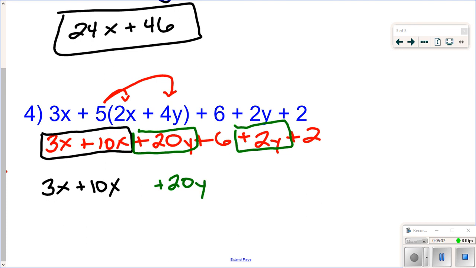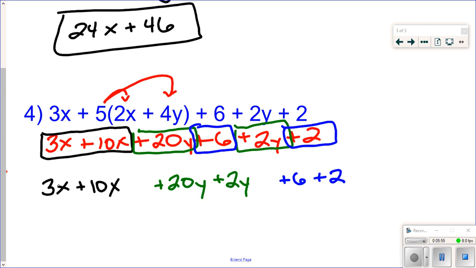And again, I have a video on this. If you want to look up combining like terms, you'll see a video on what I'm doing. And then the last piece here is I'm going to pull numbers out. And again, I have a positive 6 and a plus 2 here. So all these symbols you see came out of the original problem. I didn't add anything extra here. Go ahead and combine these. We have 3x plus 10x is 13x. 20y plus 2y is 22y. And then the 6 plus 2 is 8.